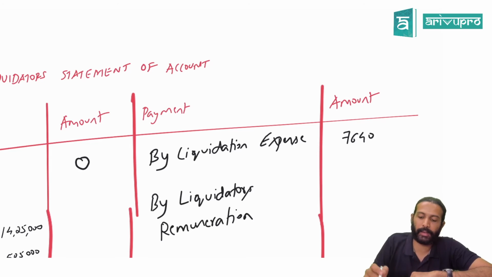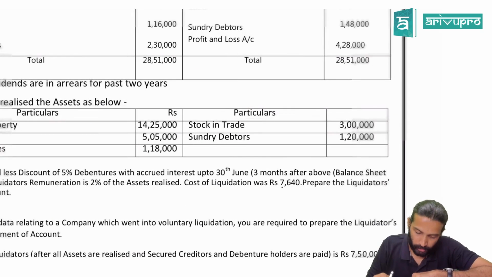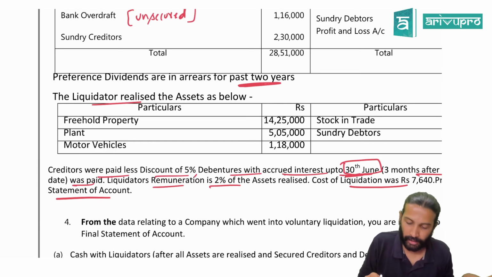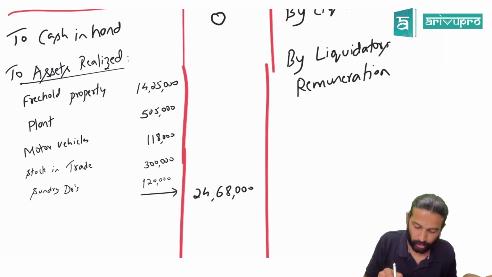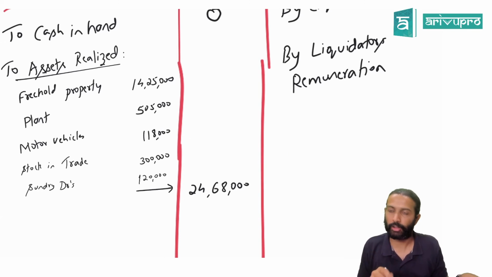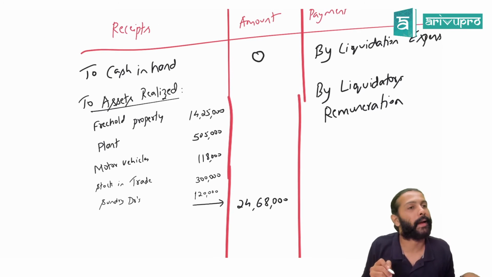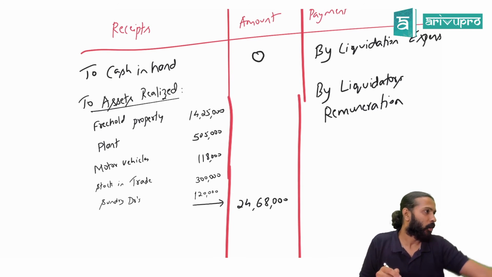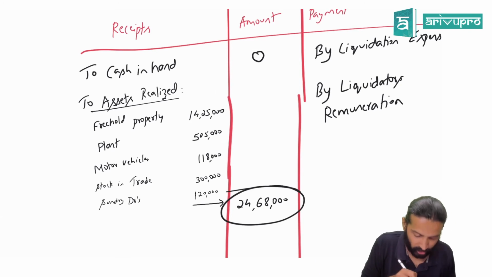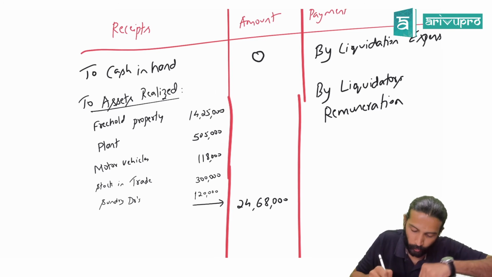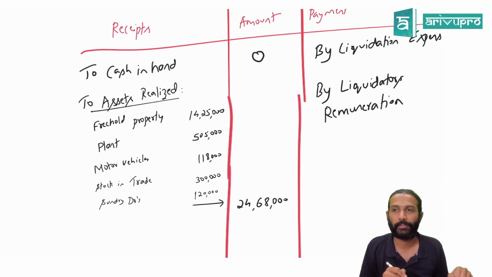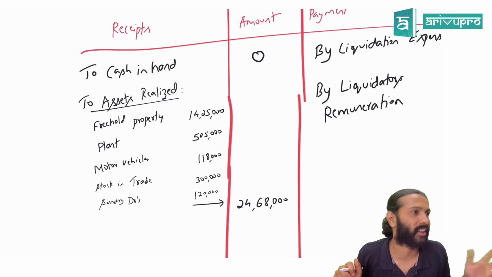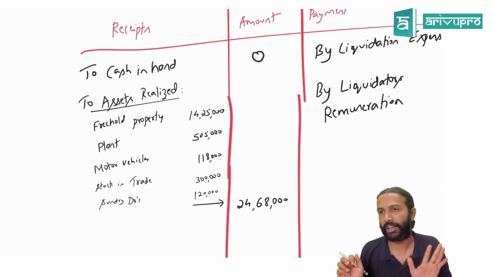Does liquidator get any remuneration? They have told. Oh, yes, liquidator's remuneration is 2% of the assets realized. How much is the asset realized, sir? Total 24 lakh 68,000. Suppose bank balance was 1 lakh. For remuneration purpose, you would have considered 24 lakh 68,000 or 24 lakh 68,000 plus 1 lakh? 24 lakh 68,000 only. Bank is already realized. What can you more realize out of it? So bank you will not consider for your remuneration.